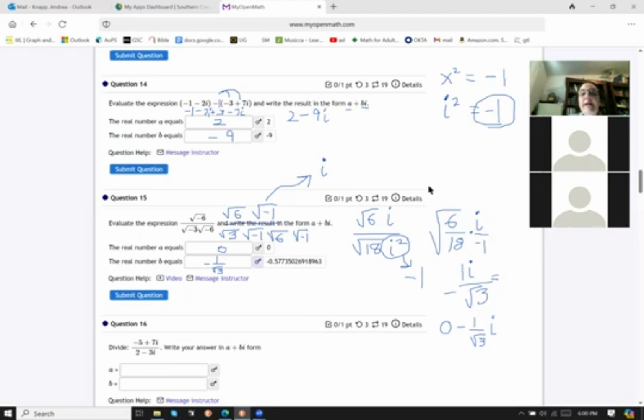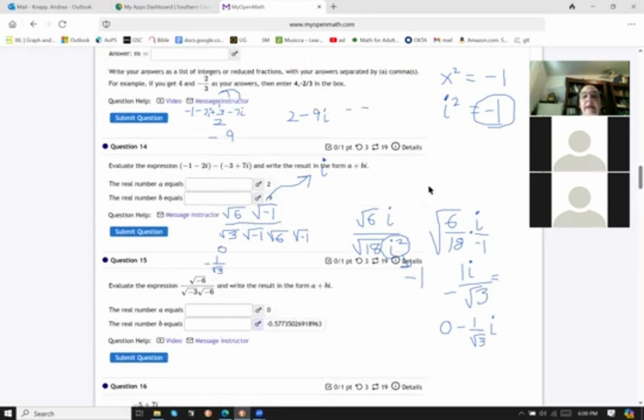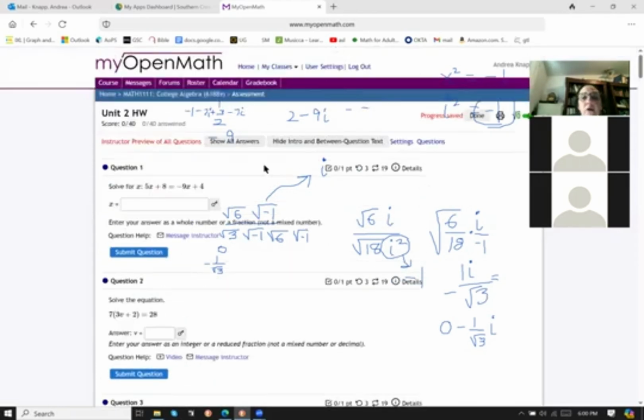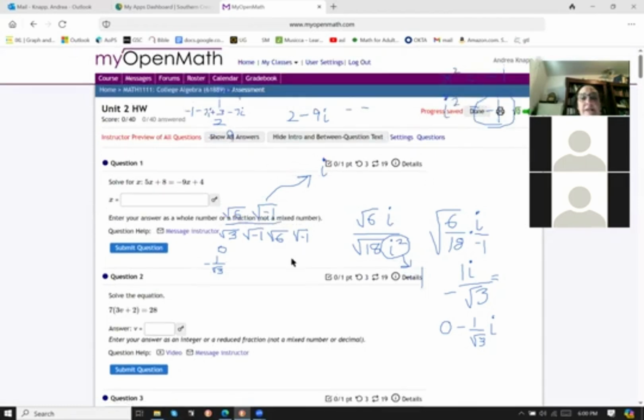I'm going to look at the beginning of the assignment and see if they say anything about that in the overall instructions. They do not.